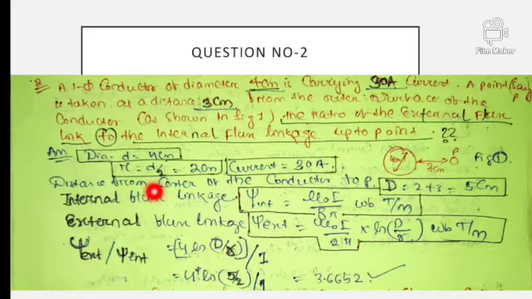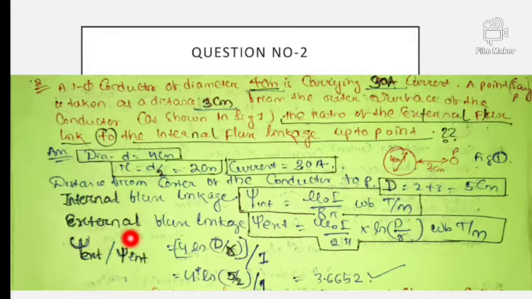So the diameter is given as 4 cm, and the radius is diameter divided by 2, that is equal to 2 cm, and the current is given as 30 ampere. And the distance from the surface of the conductor to the point P is 3 cm, and the conductor radius is 2 cm. So adding both terms, you will get 5 cm.